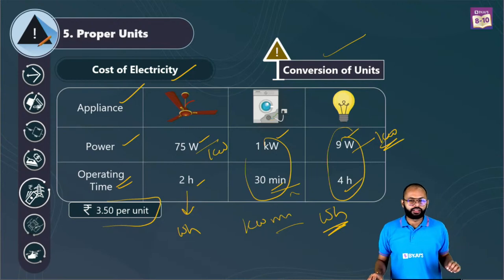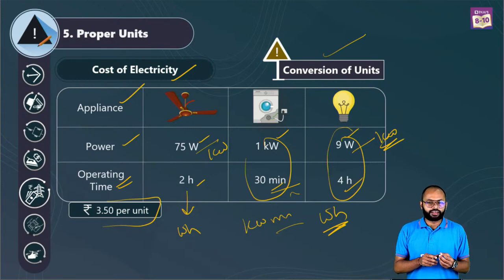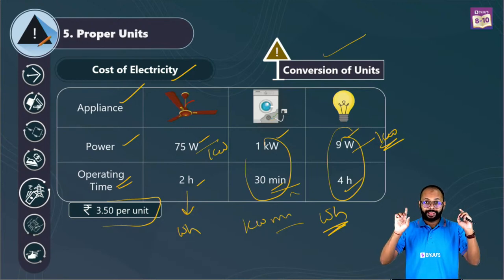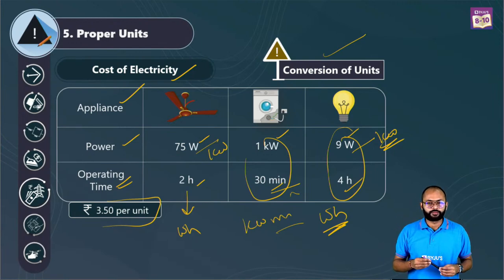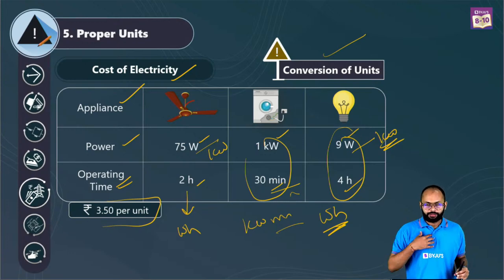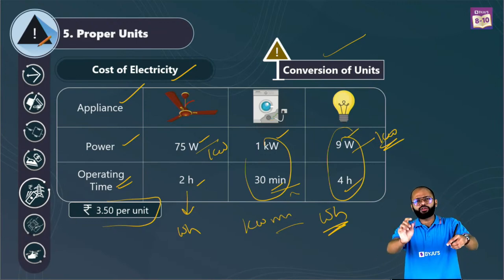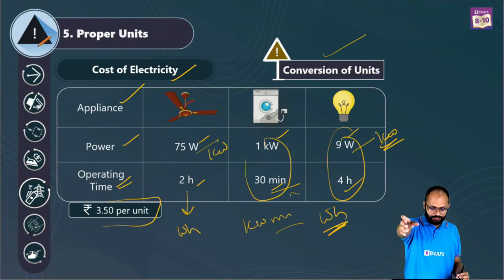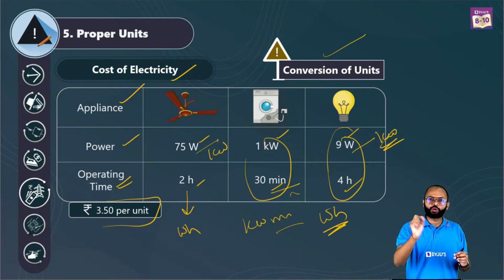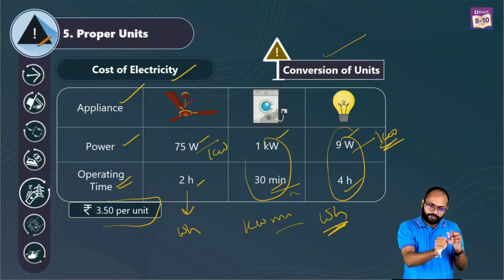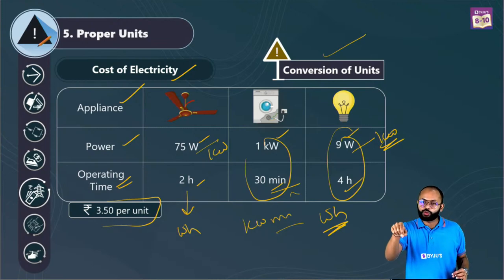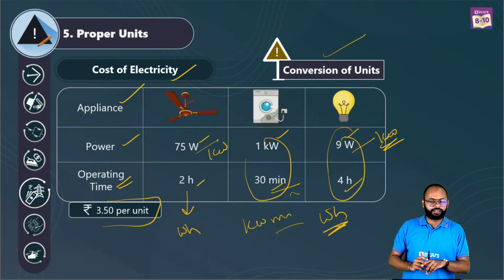Got the idea, no? That's why I'm saying, in my school days also, while solving a question you are so absorbed in solving that you forget the units. If 75 watts is written there, you multiply 75 by 2 and get 150. But write 75 watts multiplied by 2 hours. This is a good practice, right?